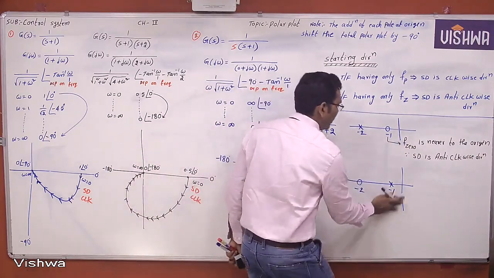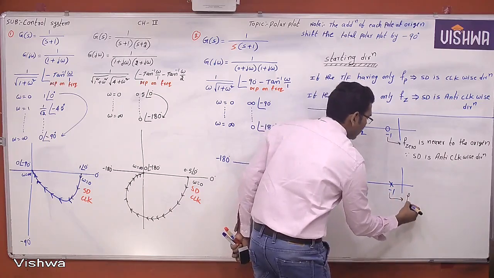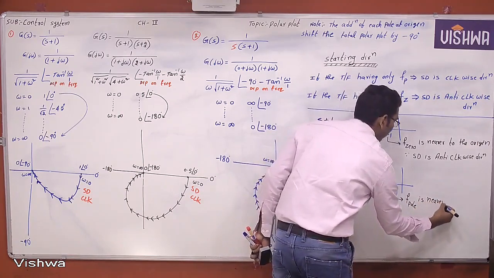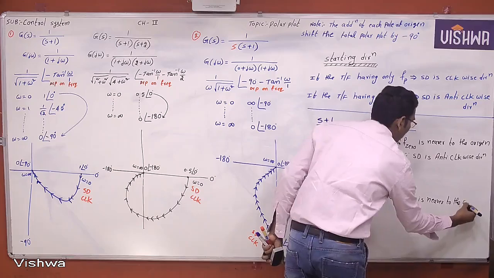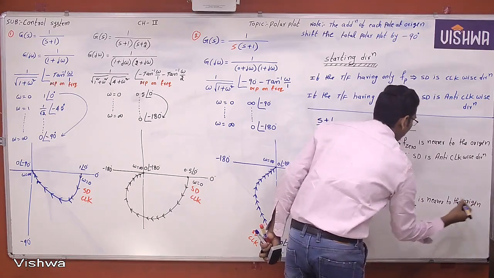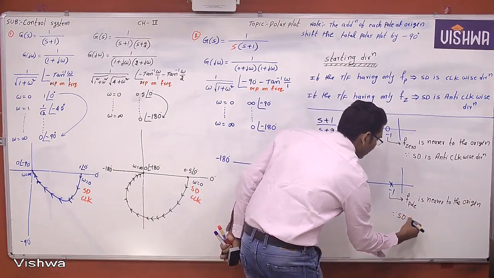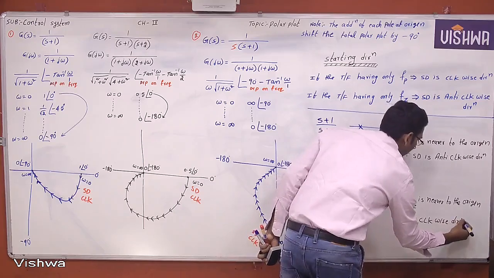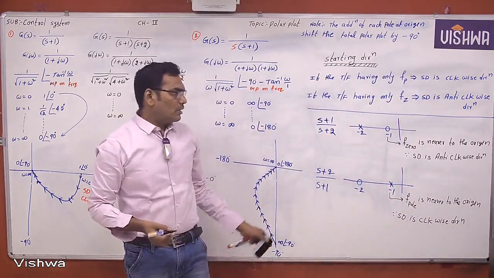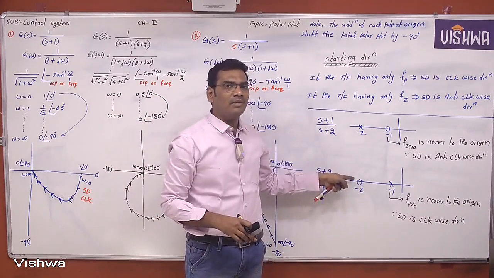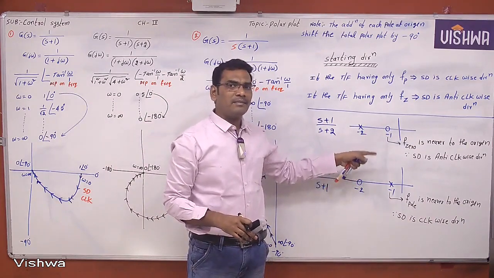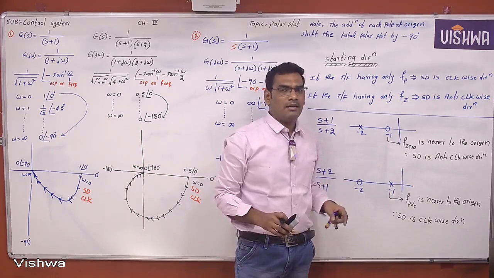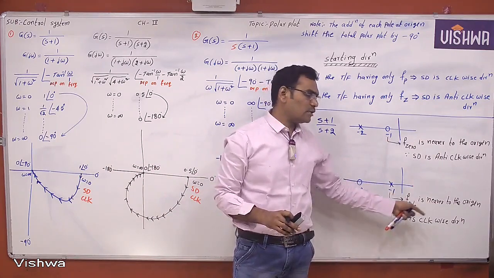Now here, this is the finite pole. Finite pole is nearer to the origin. Therefore, the starting direction is clockwise direction. Okay. So if the finite zero and finite pole both are available, it depends upon the pole or the zero, whichever is nearer to the origin. Who is nearer to the origin, that direction will be the starting direction.